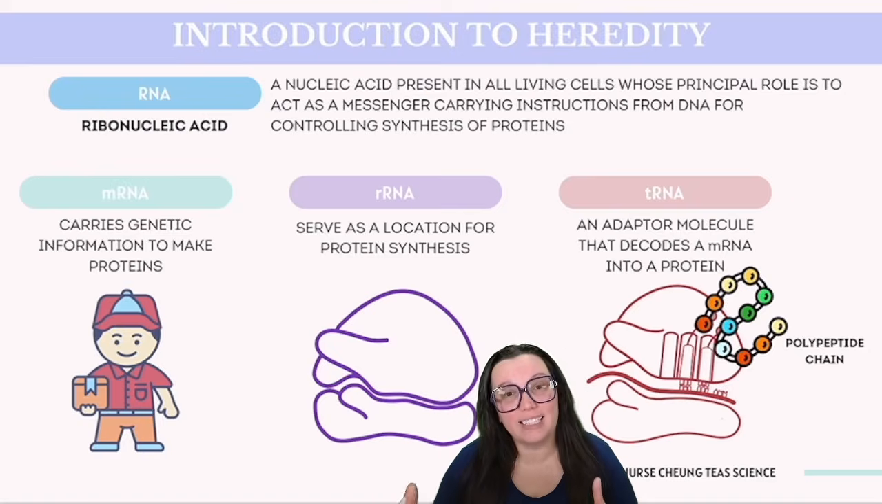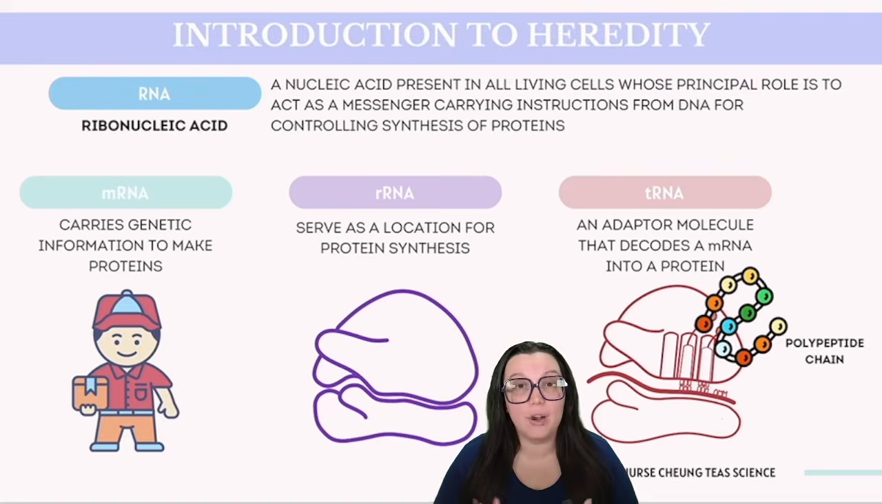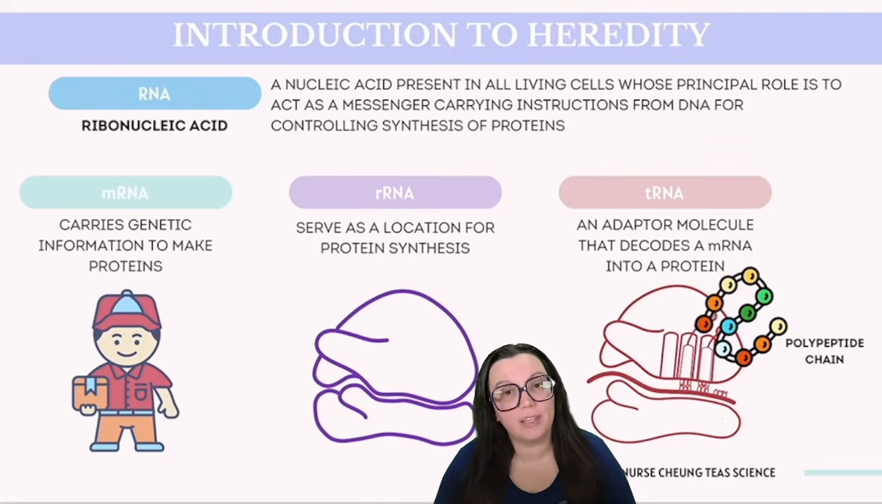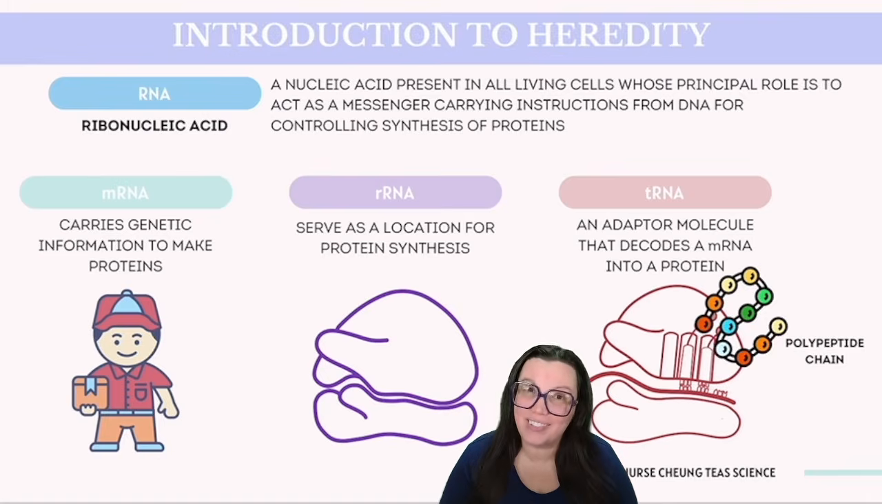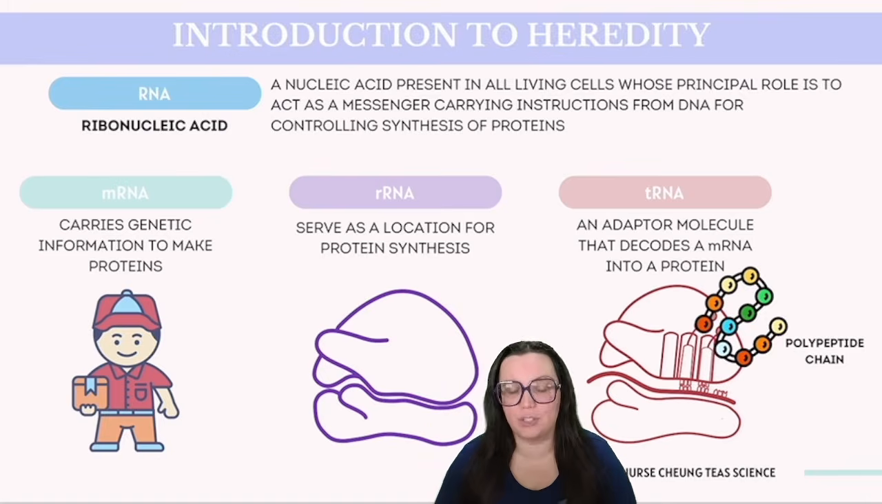In eukaryotic cells, while DNA predominantly resides in the nucleus, mRNA possesses the unique capability of exiting the nucleus. This allows it to transport the genetic blueprint to the ribosome, the cellular site for protein synthesis. Notably, RNA is also a significant structural component of ribosomes themselves. RNA found in ribosomes is known as rRNA, short for ribosomal RNA.